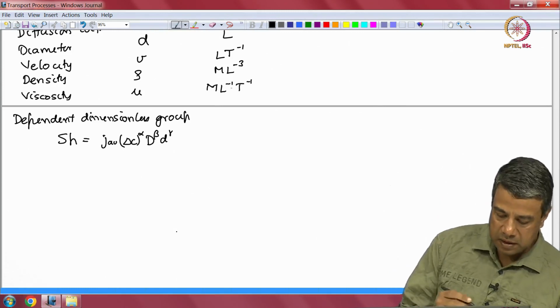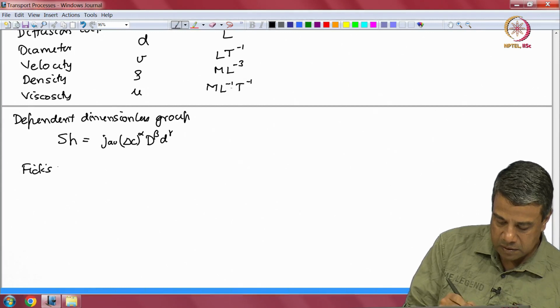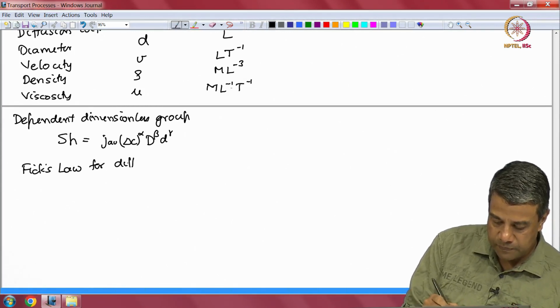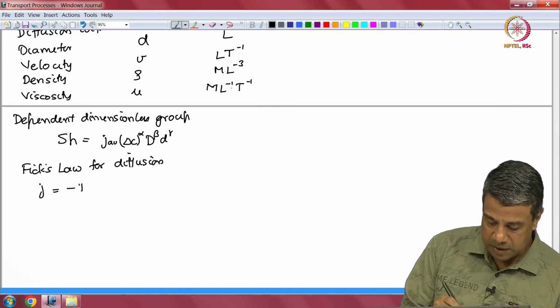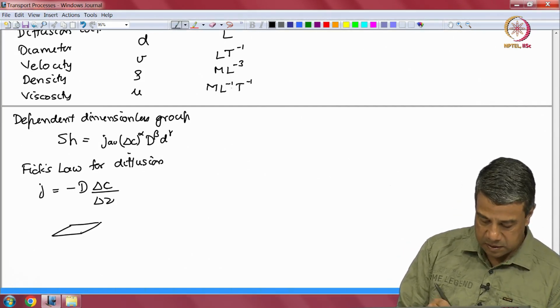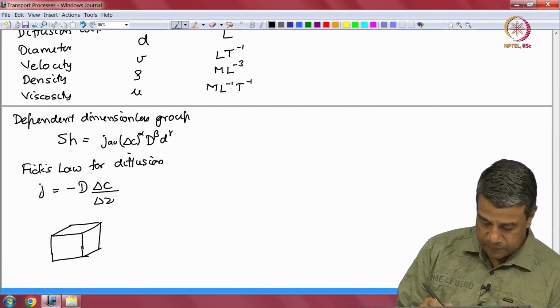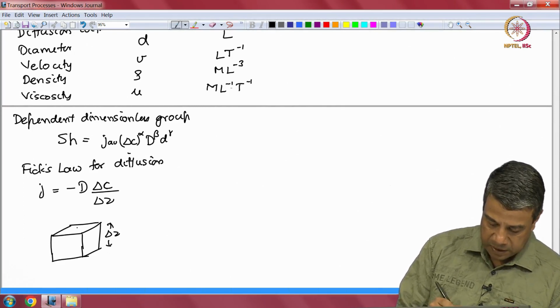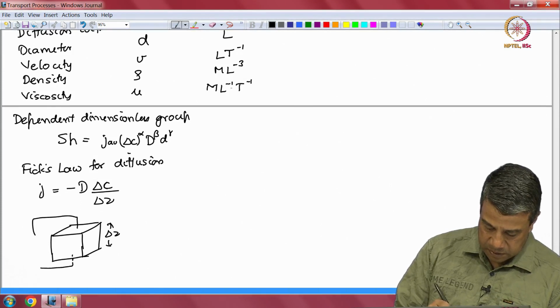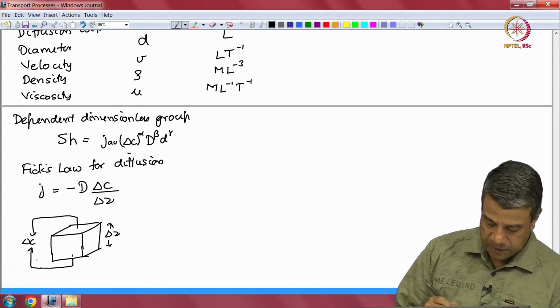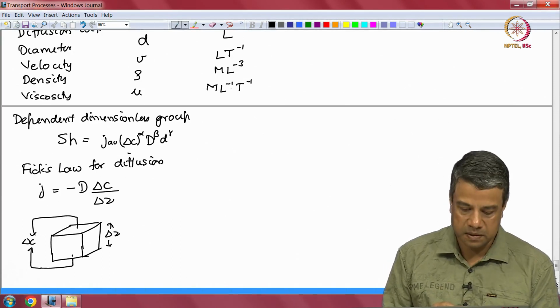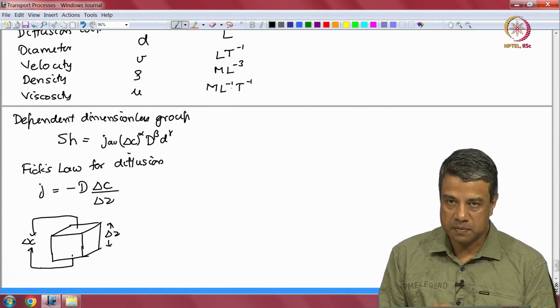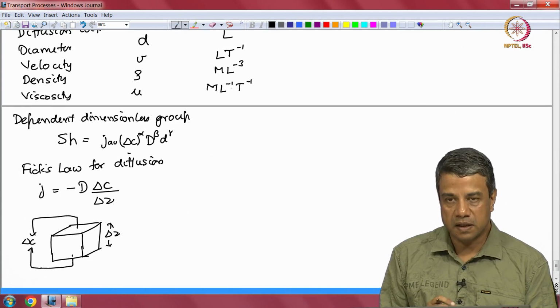We know that the Fick's law for diffusion is the flux locally is equal to minus d delta C by delta Z. That is, if we have diffusion taking place across a slab of fluid, of thickness delta Z, and the difference in concentration across this was delta C. That means that the flux locally has to be equal to minus d times delta C by delta Z. This is a local relationship valid at each point in the flow. It is not valid for the entire system.